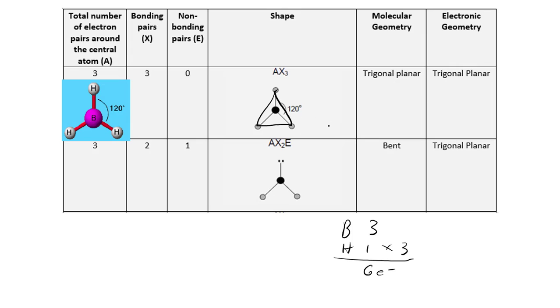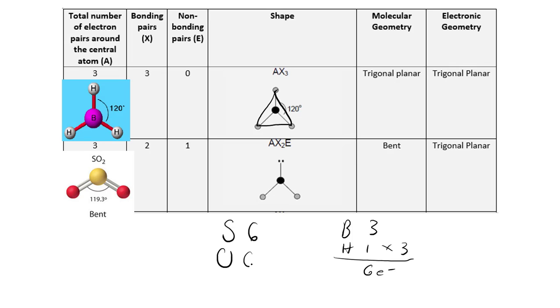It's the same. But now let's look at something such as SO2. So with sulfur, you have 6 electrons. Oxygen, you have 6 times 2. So we're going to have a total of 18 electrons on our species. So we put our least electronegative in the middle, which is sulfur. And then we also have oxygens coming off of it. And then we have a lone pair here in the middle.